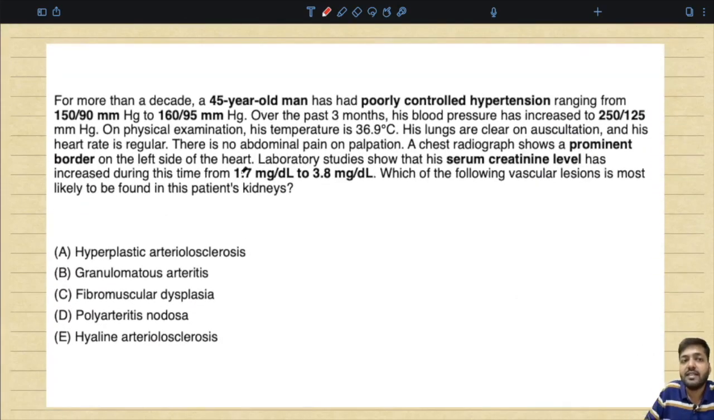So let us see this MCQ. For more than a decade, a 45-year-old man has had poorly controlled hypertension ranging from 150 by 90 millimeters mercury to 160 by 95 millimeters mercury. So already the patient is a case of hypertension, okay? Now, over the past 3 months, the blood pressure has increased to 250 by 125 millimeters mercury.